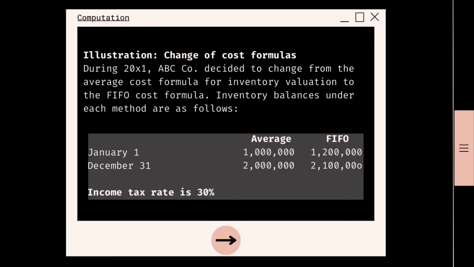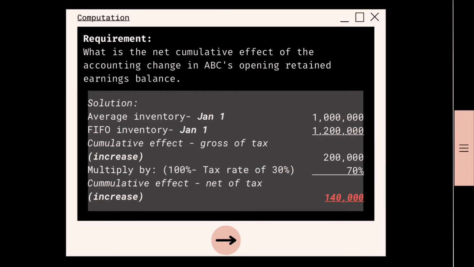Here is an example. During 20X1, APCO decided to change from the average cost formula for inventory valuation to the FIFO cost formula. Inventory balances under each method are as follows. On January 1, the average cost is 1 million and FIFO values 1.2 million. On December 31, the average is 2 million and the FIFO is 2.1 million, with an income tax rate of 30%.